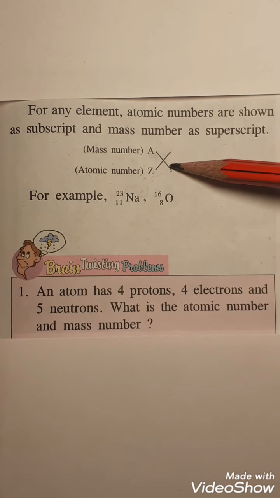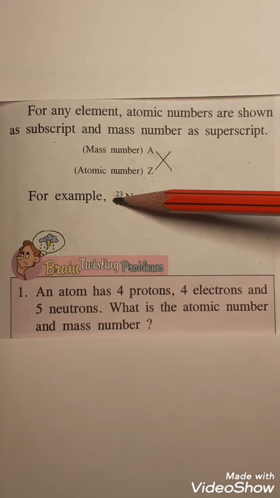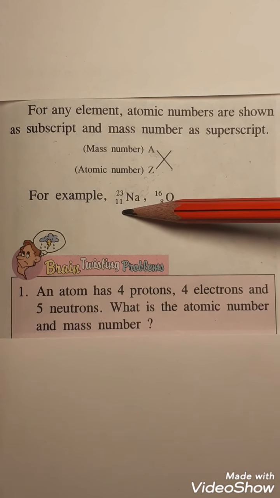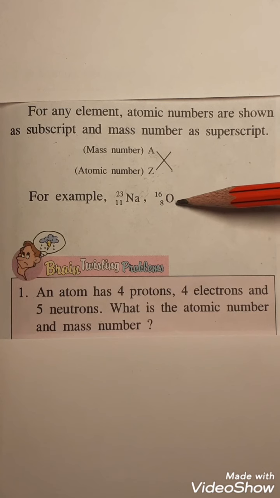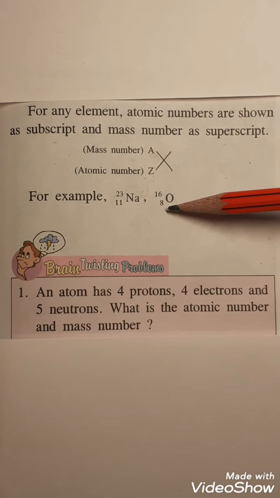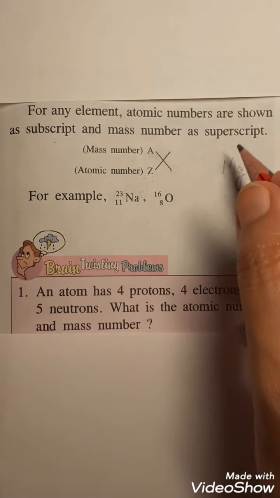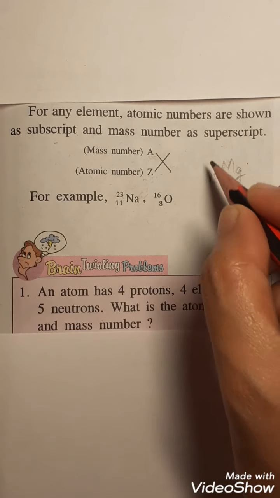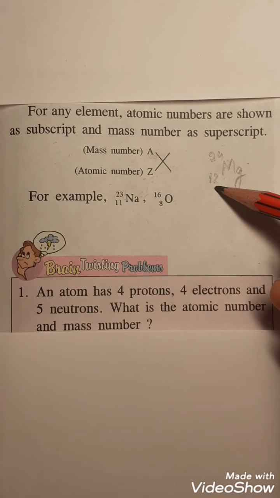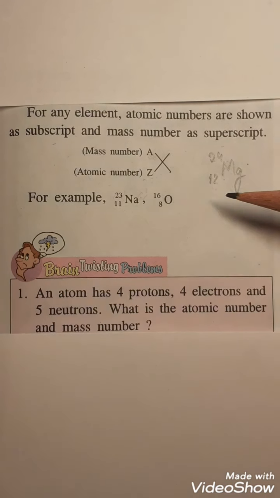So here you can write, for example, for sodium atom, Na as a symbol, and mass number 23 written on top and atomic number 11 written at the bottom. Similarly, oxygen atom can be shown with the mass number 16 on top and atomic number 8 at the bottom. Similarly, if I want to write magnesium atom with the atomic number 12 at bottom and mass number 24, so 24 will be the superscript and 12 the subscript. Okay children, this is the way to write the atomic number and mass number of an atom.